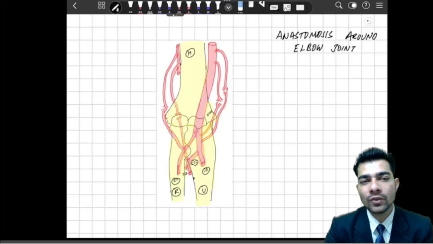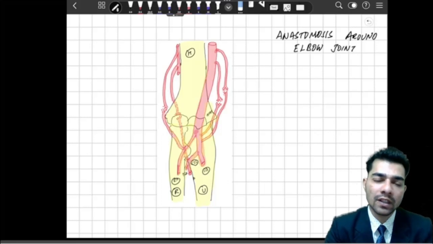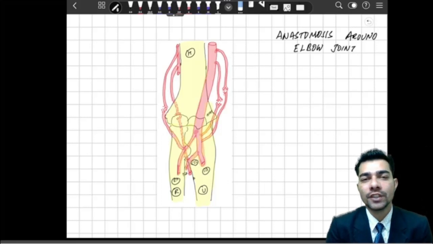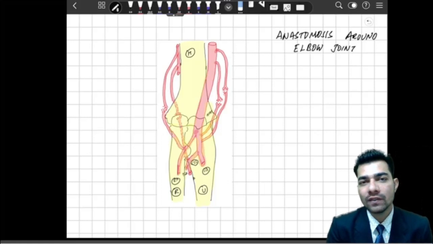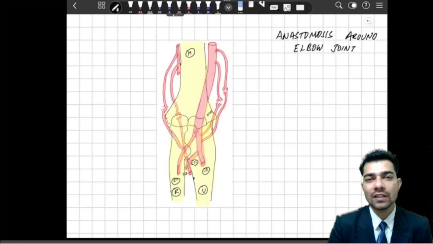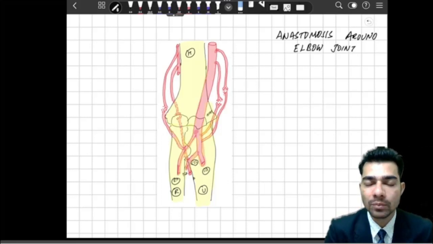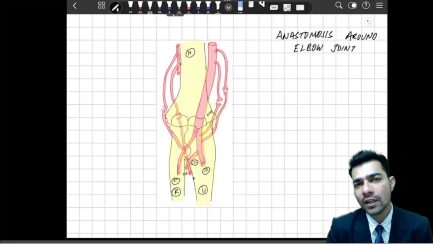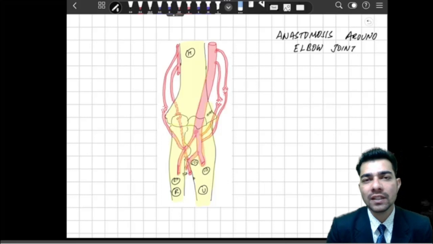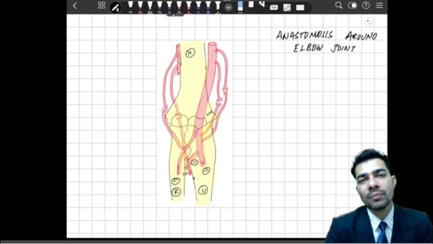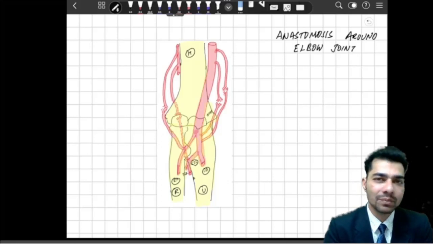Hello, today we are going to discuss the anastomosis around the elbow joint. It is the arterial anastomosis around the elbow joint which helps recirculate and distribute the arterial blood supply to the elbow joint around its structures. So it is formed by various branches coming mainly from the brachial artery and its branches.